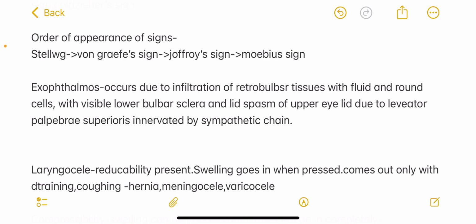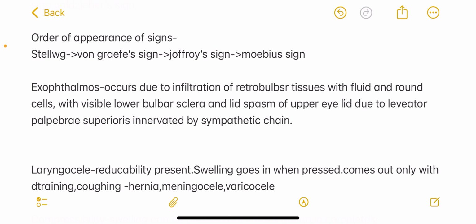Reducibility means that swelling goes inside when pressed and comes out only with straining or coughing. So this is seen in case of hernia, meningocele, and varicocele. So these things are not related to thyroid, but a few related questions somewhere nearby. Examiners can just beat around the bush and ask these questions.